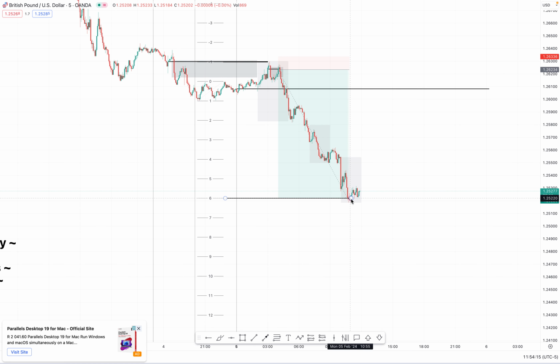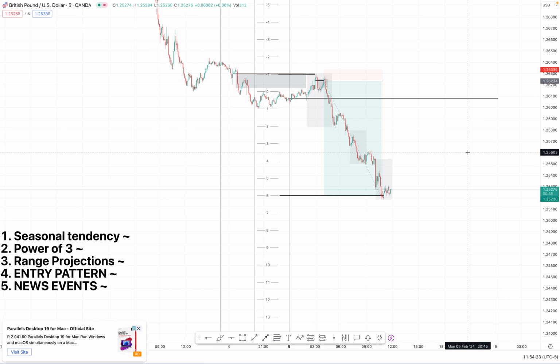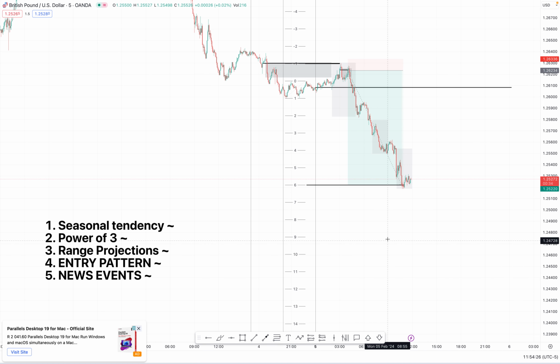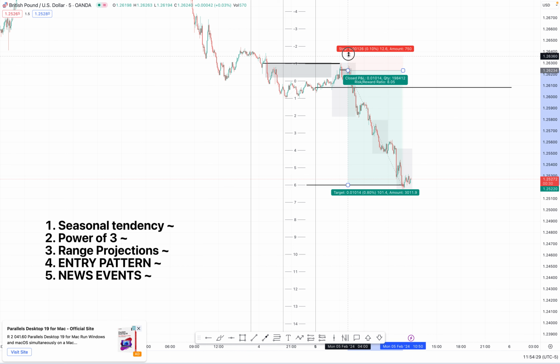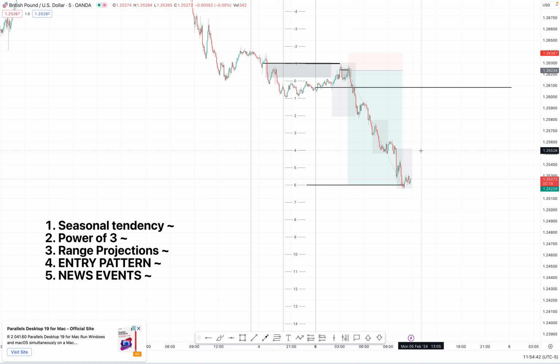I'm not saying this is going to be the low of the day, but the likelihood of it being the low of the day is quite high. I hope you guys found this insightful. It's like 1 to 9. I'll just use a more generous stop, like 15 pips, sorry. So 1 to 6. Still really good. If you scaled in, you could have still passed your funded account.